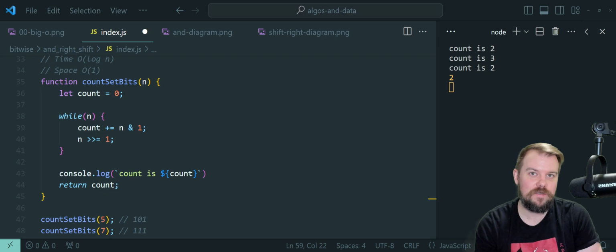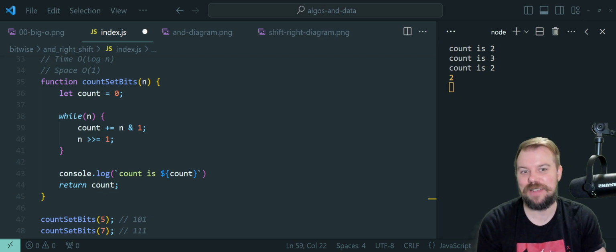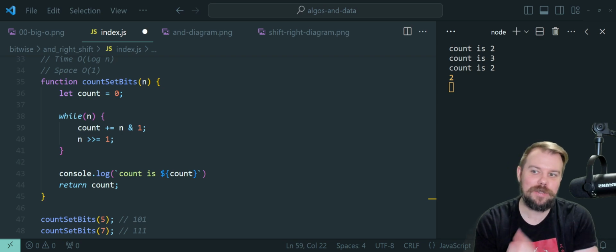So there you have it. That's the ins and outs of this kind of manipulation. Hopefully a bit more demystified. From flipping bits to counting them, you've just leveled up your coding chops.